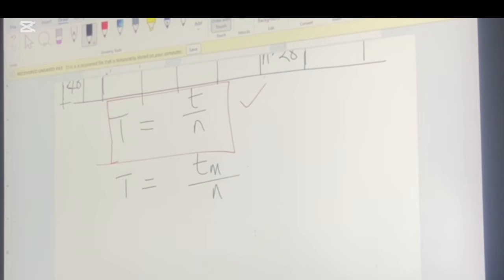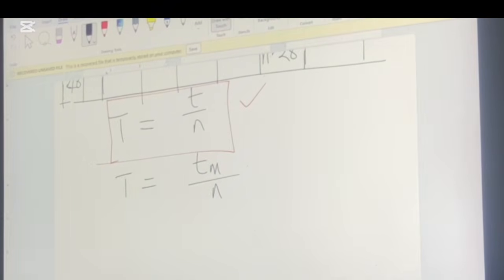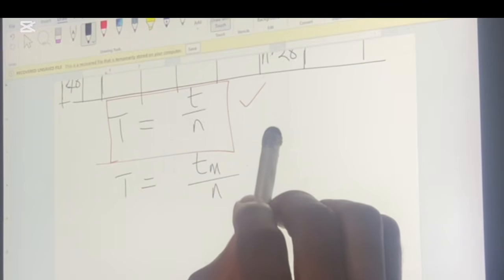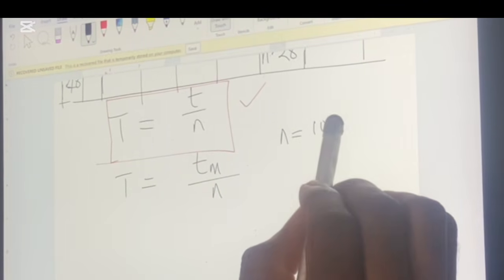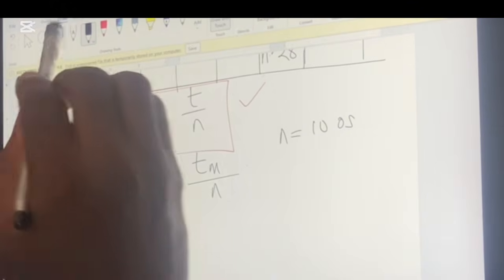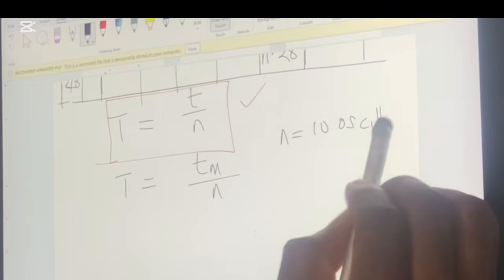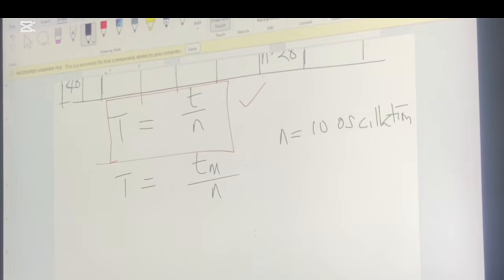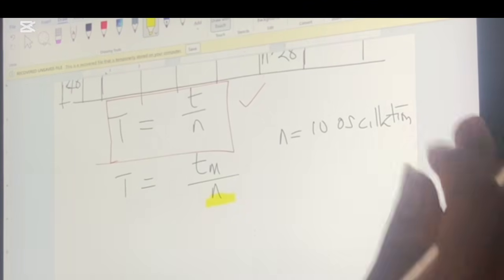So in our practical here, we are given the number of oscillation. If you look into this practical, the number of oscillation here is 10 oscillations. It changes depending on the table. This is 30, of course. So the number of oscillation for table 1 is equal to 10 oscillations. That means anywhere I see n here, this n represents number of oscillation. I will input 10.